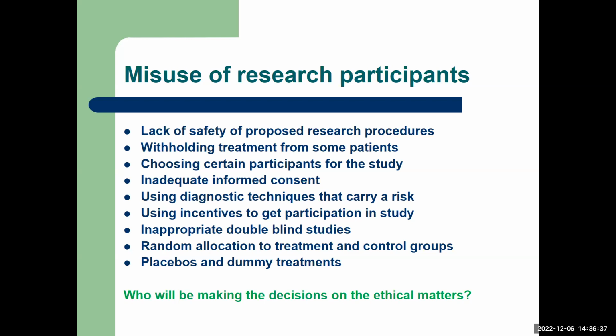So we say there's often been misuse of research participants. Why? We often find that there's a lack of safety of proposed research procedures. They sometimes withhold treatment from patients. Why do they only choose certain participants for a study? Often there's inadequate informed consent, and people complain about being randomly allocated to treatment and control groups. So these are some of the ways in which there might be a misuse of research participants. So we need to be very careful who is going to ensure that there are adequate decisions made on the ethical matters of the research you want to carry out for your research study.